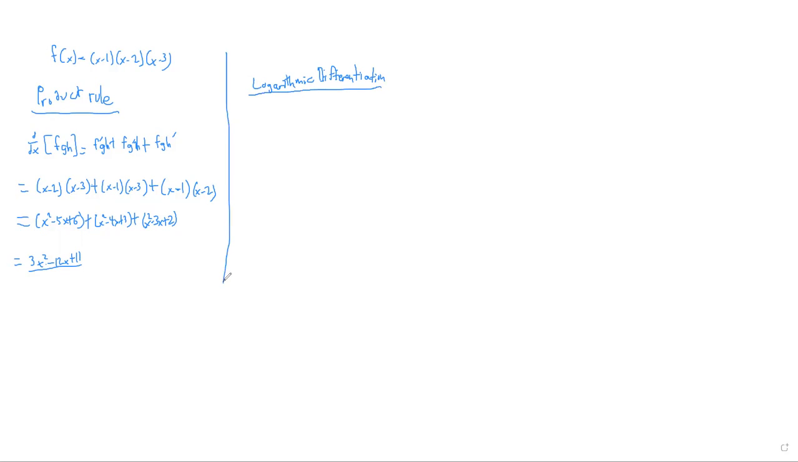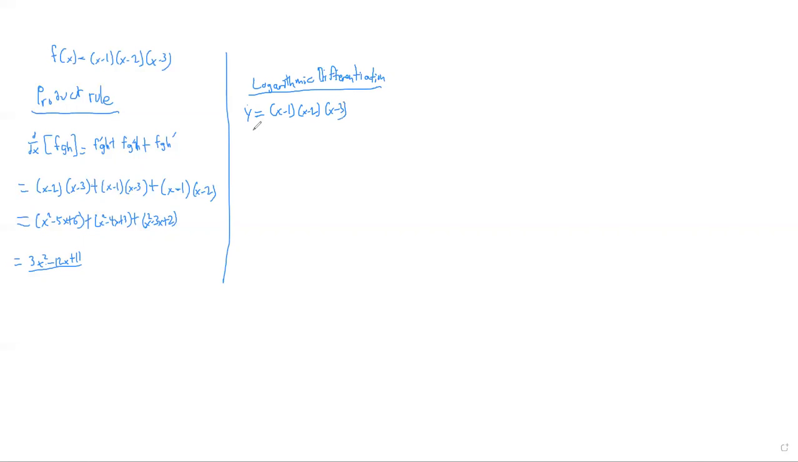Okay, so let's just draw a big line here to separate our work. The way logarithmic differentiation works is you take the natural logarithm of both sides of the equation, then you differentiate it, then you convert it back to y. So let me show you how it works here. Just say y is f of x, so y is equal to x minus 1, x minus 2, x minus 3.